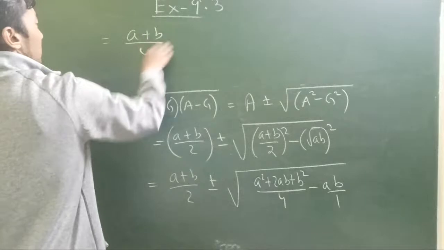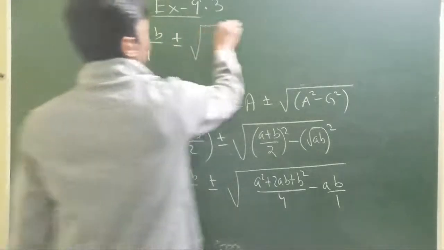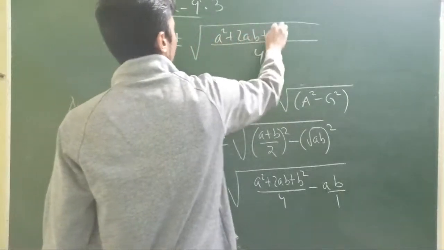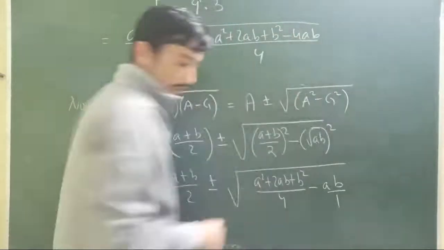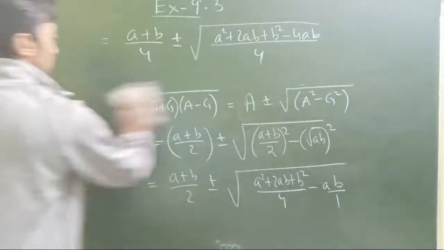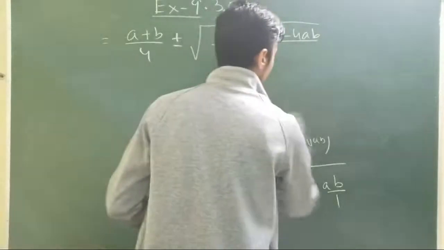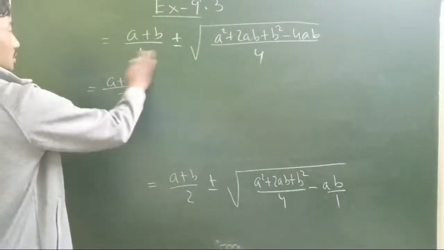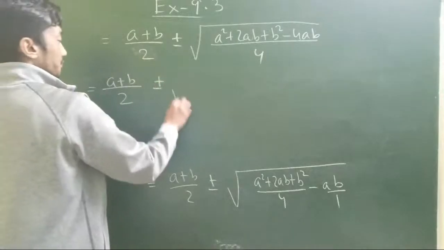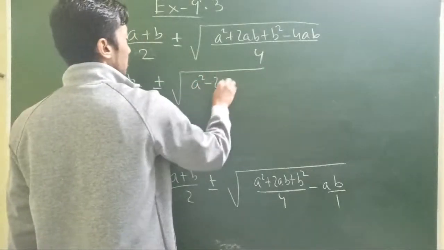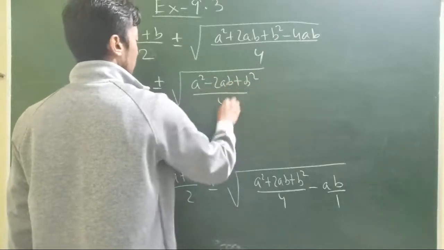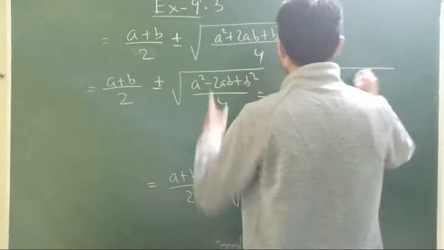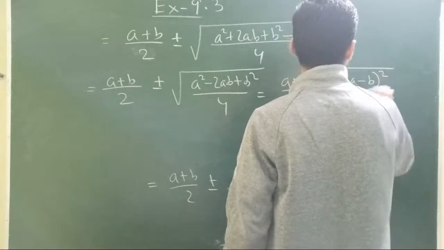This is just about simplification. Taking the common LCM, we get a square plus twice ab plus b square minus 4ab, all over 4. So that's (a plus b) divided by 2 plus or minus root over of (a square minus twice ab plus b square) divided by 4. So this is also (a plus b) divided by 2 plus or minus root over of (a minus b) whole square divided by 4.